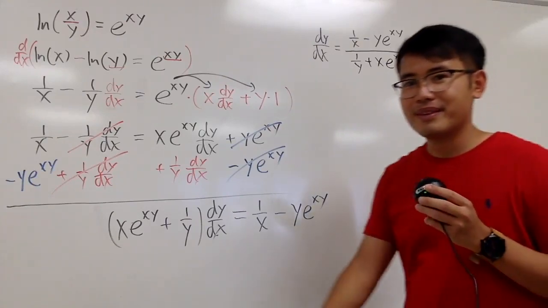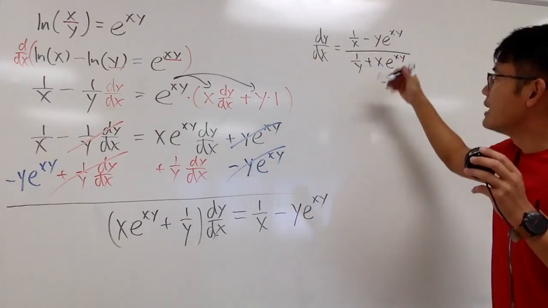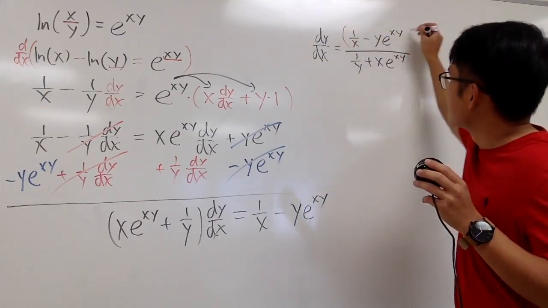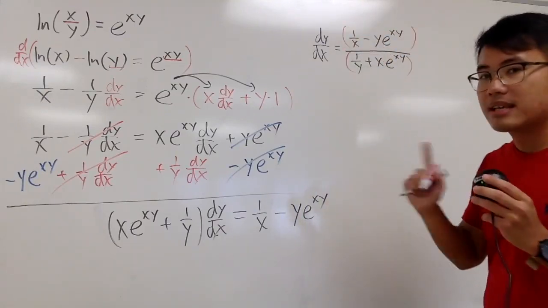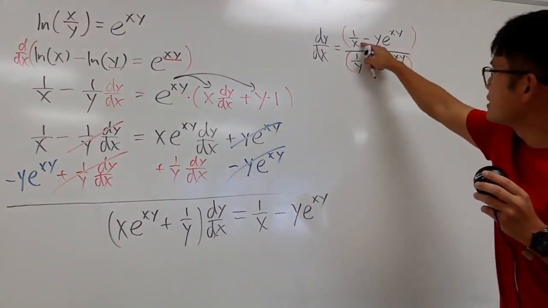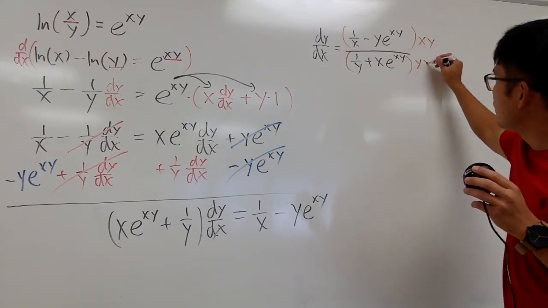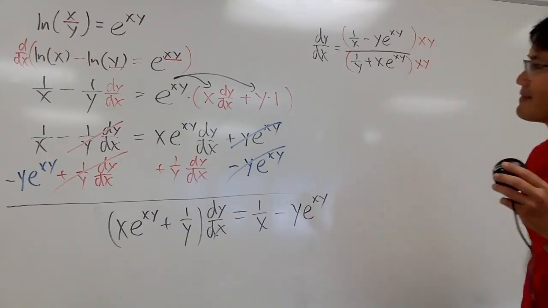So that's pretty cool. However, here we have a complex fraction. Let's go ahead and multiply the top and bottom by the least common denominator of the small fractions. We see that we have an x here and we have a y here. So let's go ahead, multiply xy, xy, xy.